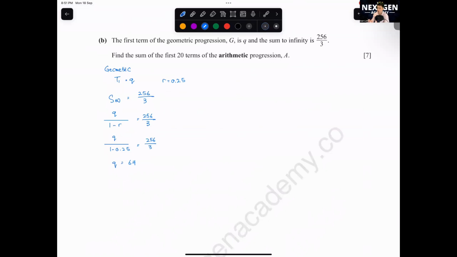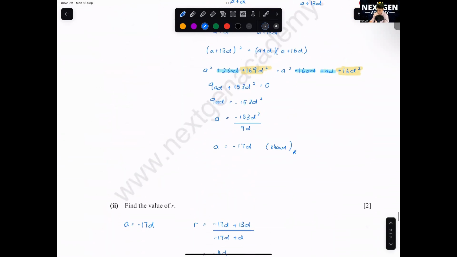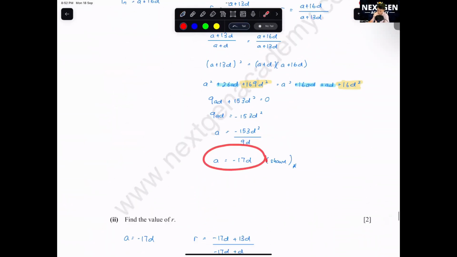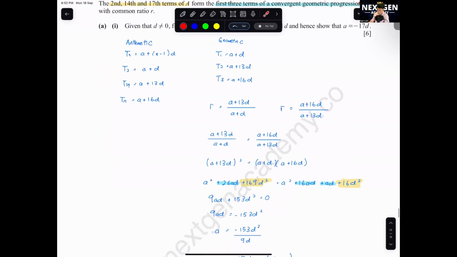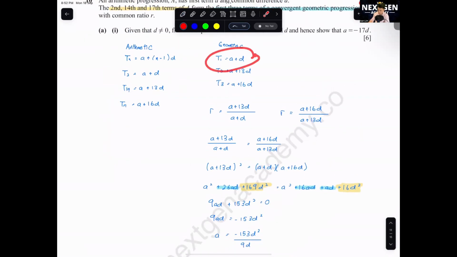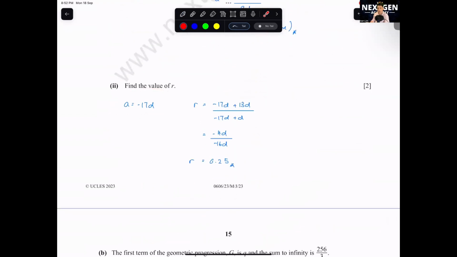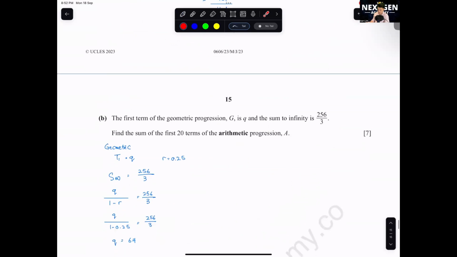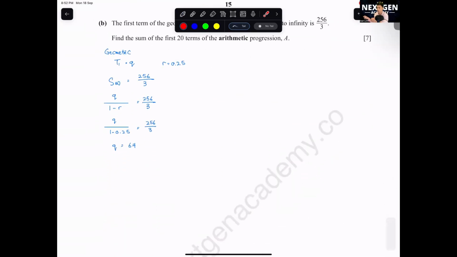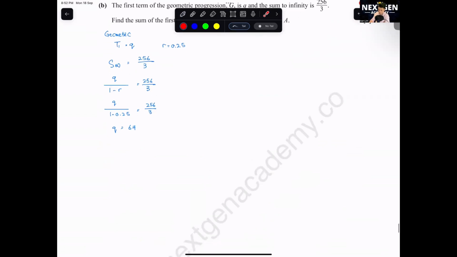Now you look back. What have we found actually? We have found A equals negative 17D. A is not the first term of this. A is for the arithmetic progression. We now need to find what is the A and D. This is not the A for the geometric progression. Now for the arithmetic progression, this is what we want to find right now.